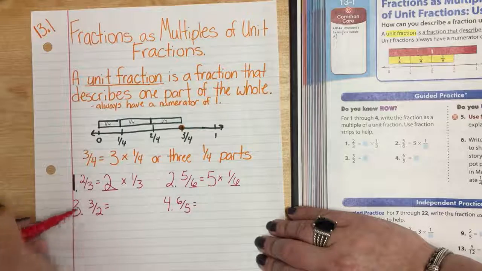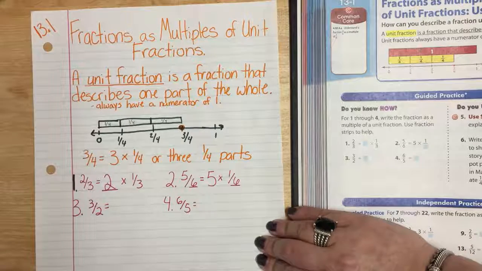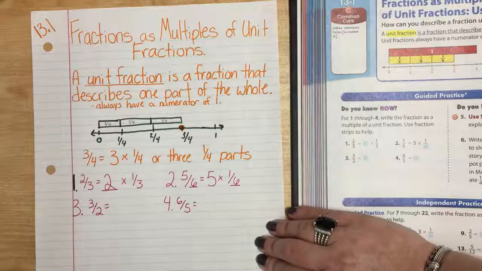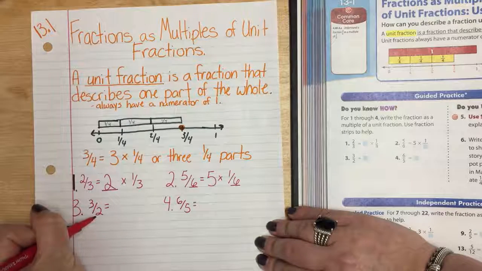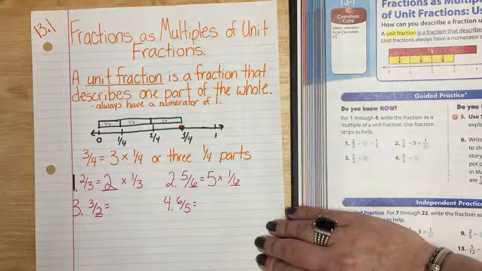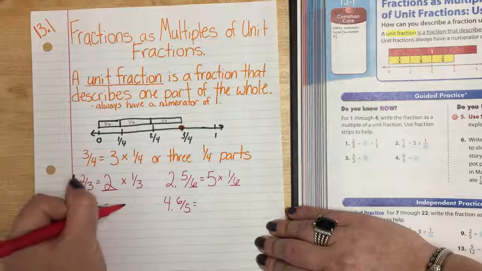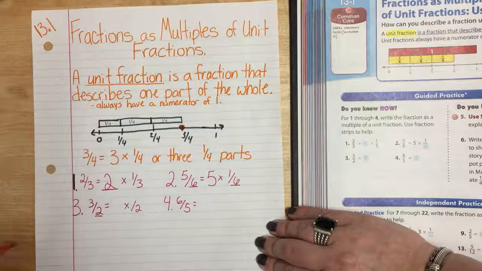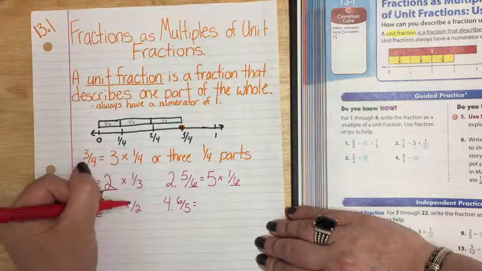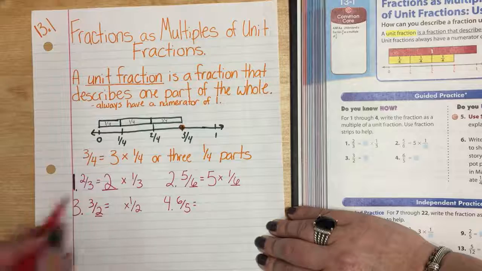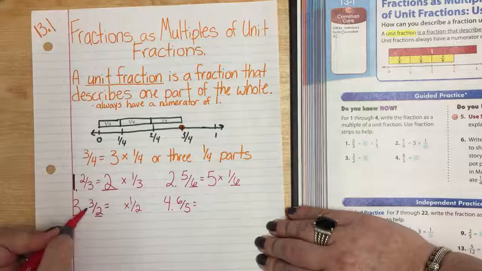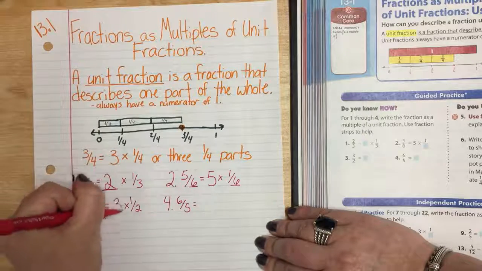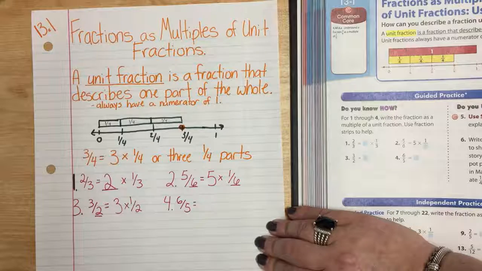So 3/2 equals what times what? If my denominator never changes and I'm using a unit fraction, I will be multiplying by something over 2. The unit fraction is always a 1, so I'm going to be 1/2. What times 1 is 3? There we go.